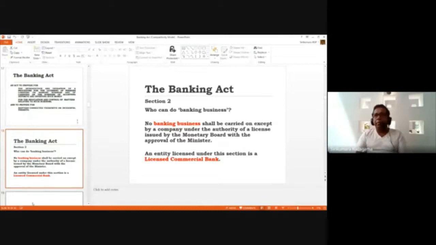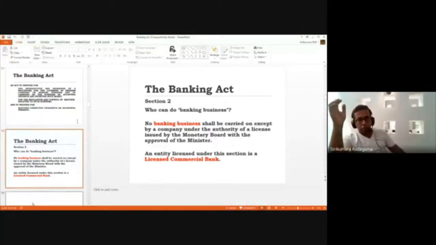One can conduct banking business only with a license issued by the Monetary Board given with the approval of the minister. Any entity that has been issued with that kind of a license is called a licensed commercial bank, right? So you may remember we discussed on the very first day as to what a bank is in terms of English common law. We were going into cases like the Bank of Chettinad matter, then UDT versus Kirkwood, and so on. And we discussed what a bank is. That day also I mentioned something about Section 86 of the Banking Act, since it defines banking business.